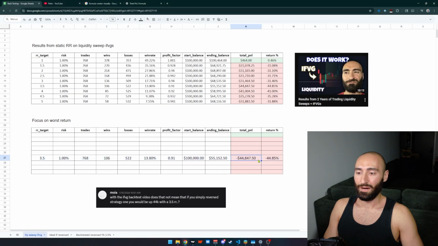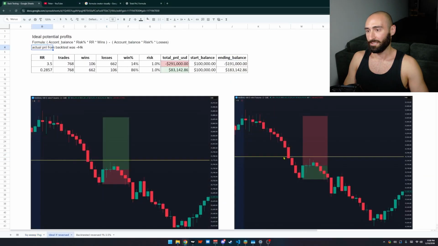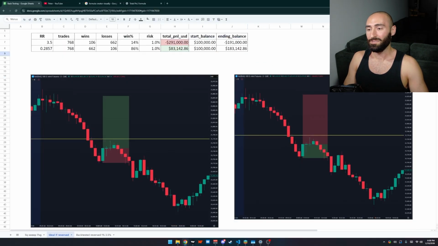We have that minus 44,000, right? And this is minus 300,000. So this formula is pretty off. Not going to spend too much time on it, but the image down here is what we're talking about, right?